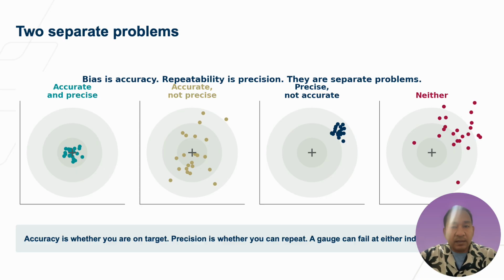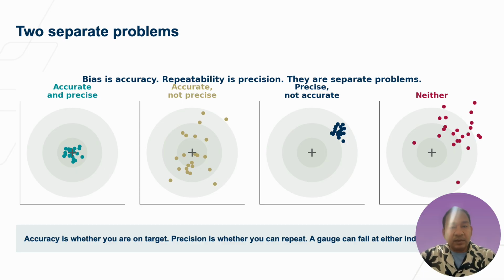Accuracy is whether you are on target. A biased gauge reads consistently high or low, and the shots are tightly grouped in the wrong place. Precision is whether you can repeat. An imprecise gauge scatters, the shot average may come out to the right answer, but no individual shot is reliable. And the key point is that these fail independently. A tool can be beautifully precise and badly biased, which is the third panel, or unbiased and hopelessly noisy, which is the second one.